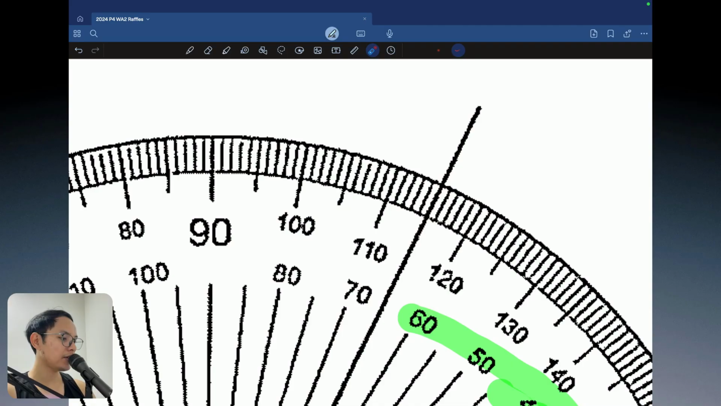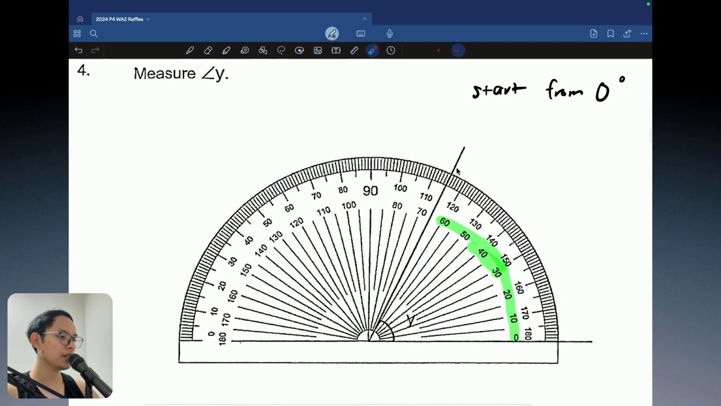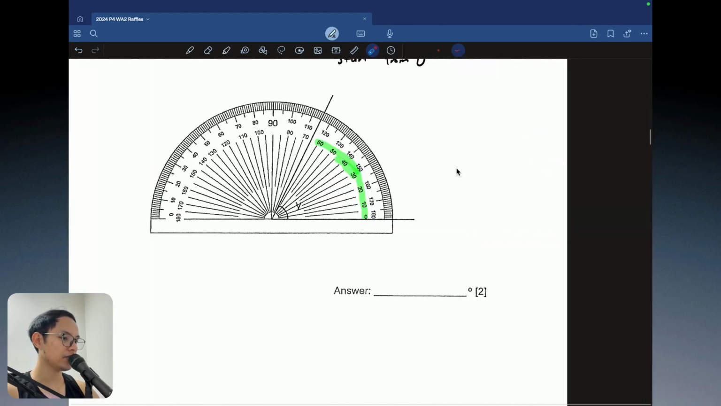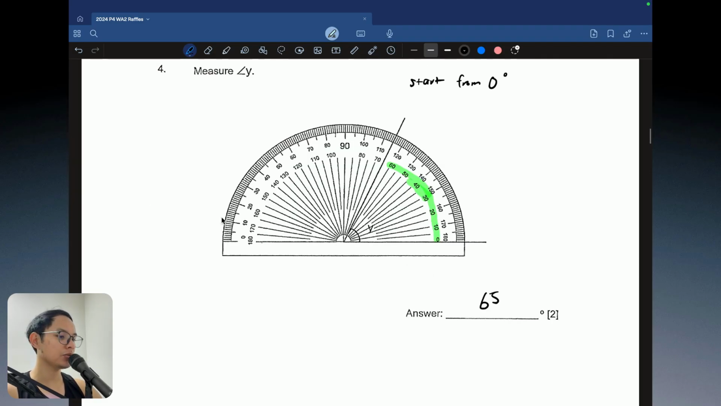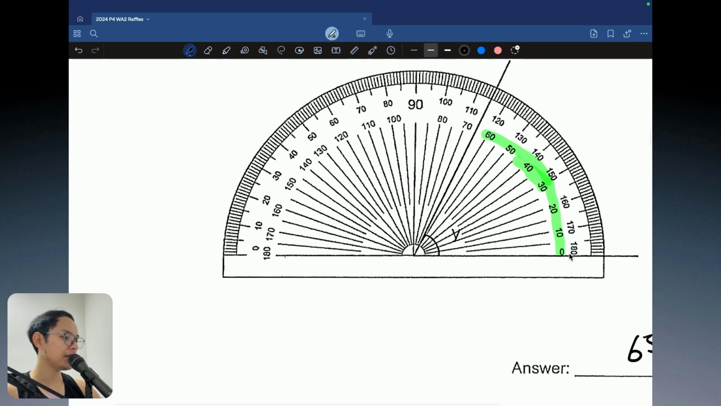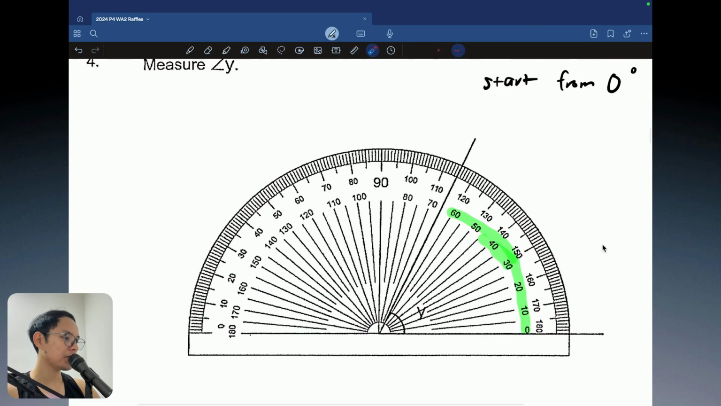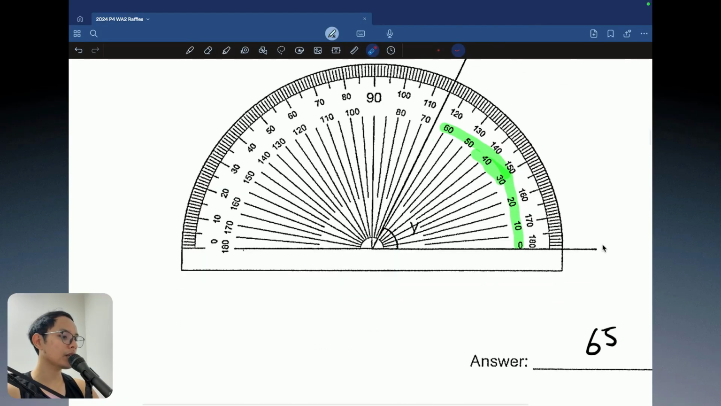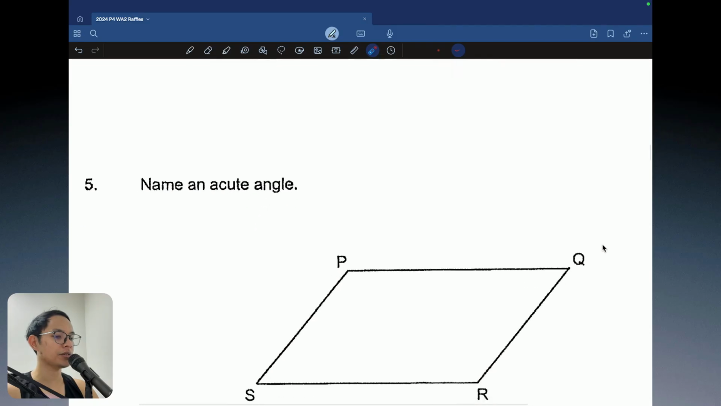We can also manually count: 1, 2, 3, 4, and then 5. So this is 65. The answer for this is 65 degrees. Pretty straightforward. A common mistake is to calculate from 180 over here, which is not what we want. We always want to start measuring from 0 degrees. Let's move on to the next question.